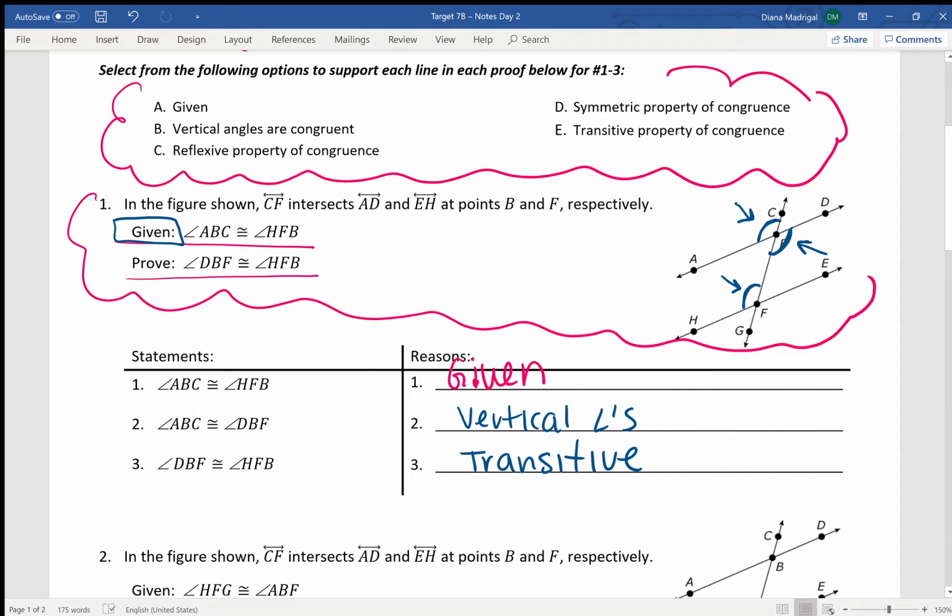And let me show you real quick why it is transitive property. Remember when we had these statements and I told you every statement has to be a different color? Alright, same thing here. Every angle they give you has to be a different color. So angle ABC is going to be blue. ABC is congruent to angle HFB. That's a new angle, so then this is going to be pink. Next, angle ABC. Again, ABC is blue, so I'm going back to my blue color.